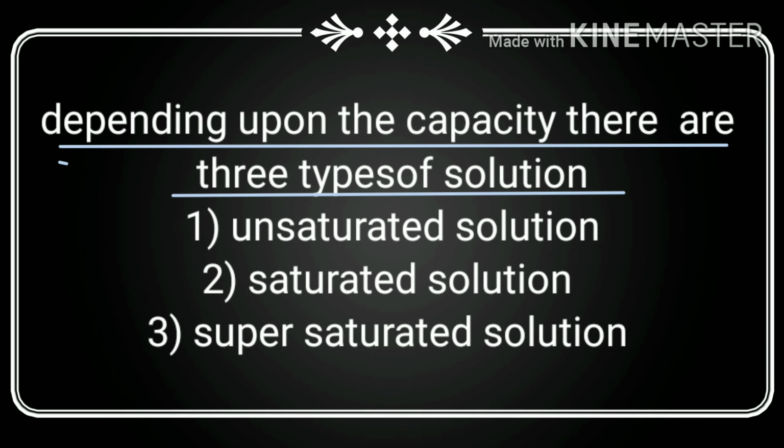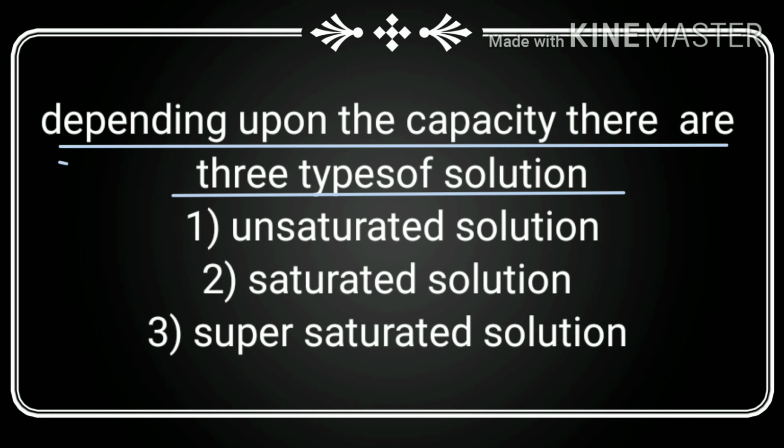Now, depending upon the capacity of the solution, there are three types of solution. The first one is the unsaturated solution, the second is saturated solution, and the third one is supersaturated solution. By now you know the meaning of saturated solution. Saturated solution means whatever more solute you add, if the capacity of the solvent is full, it is going to crystallize out.